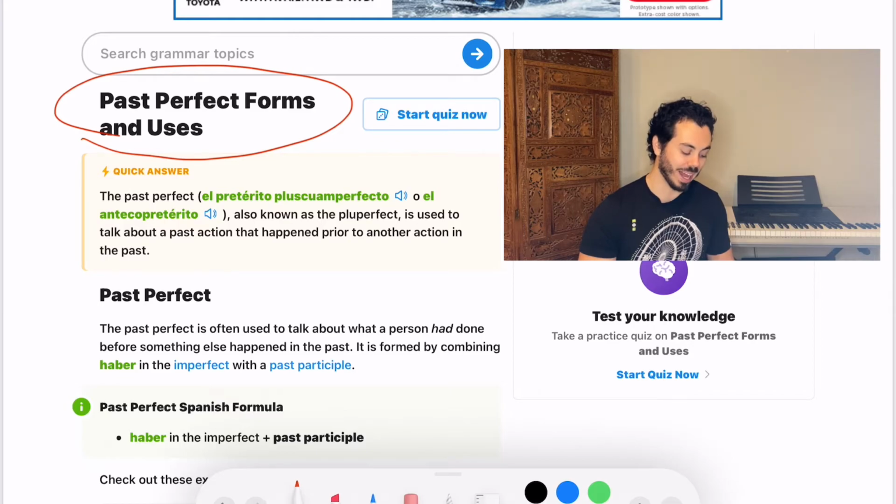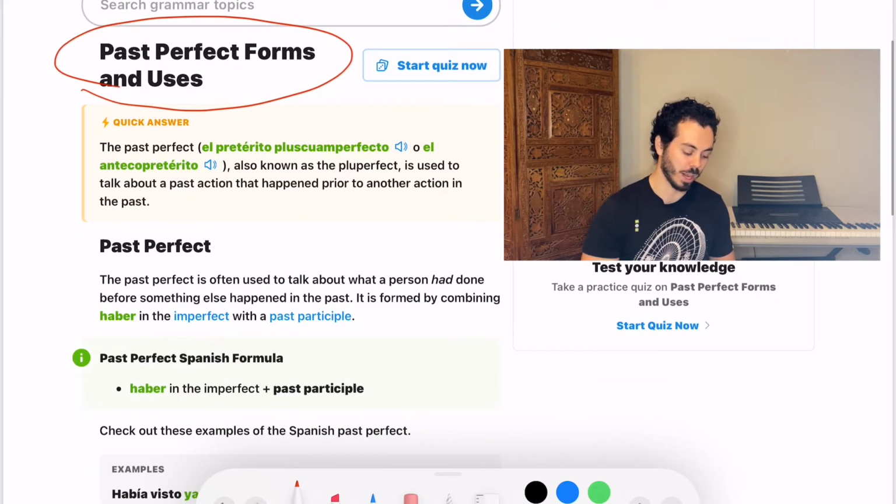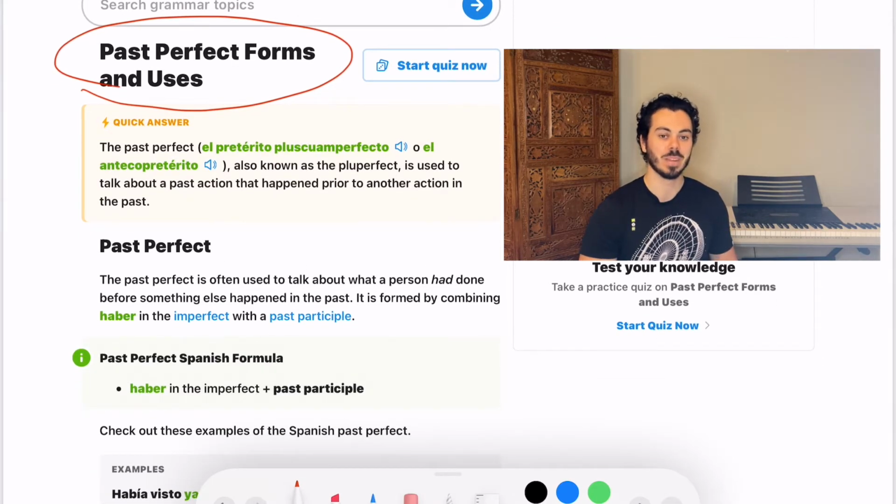I've never heard of antecopretérito, but el pretérito pluscuamperfecto, it's funny, when you're kind of making fun of all these complicated names, usually pluscuamperfecto comes on because it's such a long name, it just literally deters you from even trying to learn the conjugations.